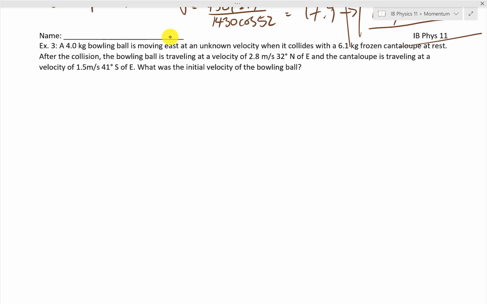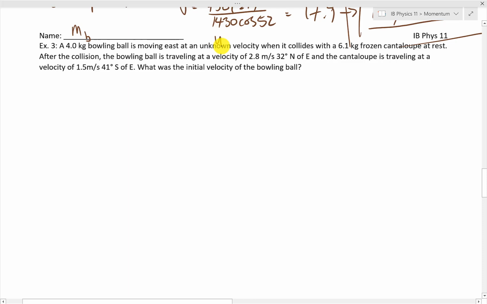We have a 4 kilogram bowling ball. I'm going to call this mass MB. It is moving east at an unknown velocity. I'm going to call that U because that's before something happens.